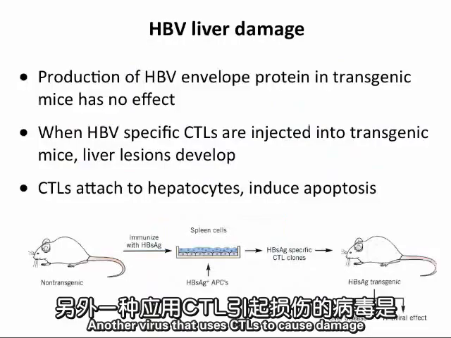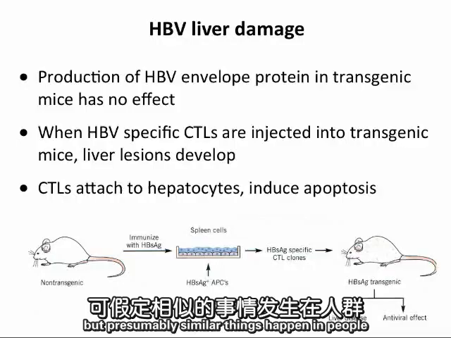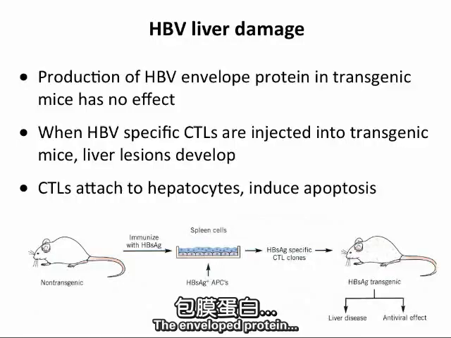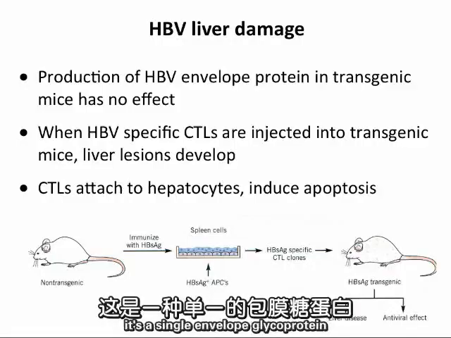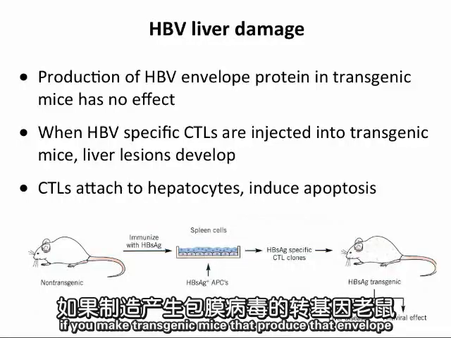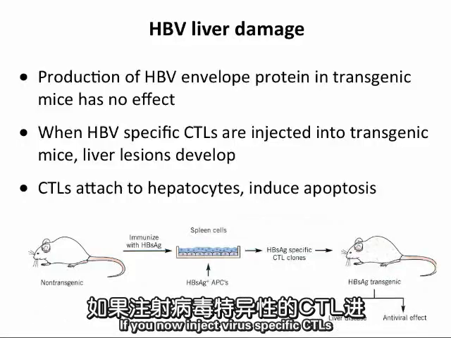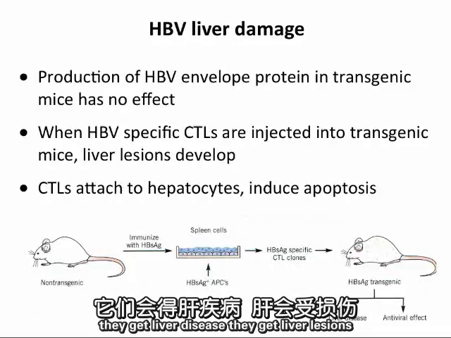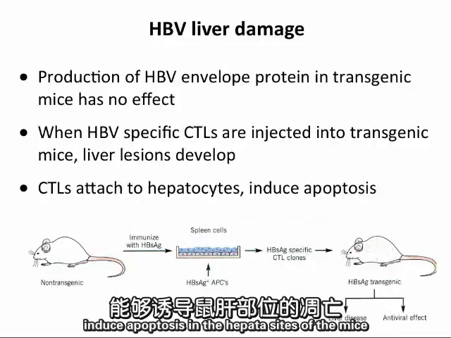Another virus that uses CTLs to cause damage, hepatitis B virus. And this is a mouse model, but presumably similar things happen in people. The envelope protein, if you make just the envelope glycoprotein of the virus, remember this is an envelope virus, it's a single envelope glycoprotein. If you make transgenic mice that produce that envelope, they're okay. They don't get any disease and there's no virus in them. If you now inject virus-specific CTLs into those transgenic mice, they get liver disease. Right? They get liver lesions. And this is because the CTLs induce apoptosis in the hepatocytes of the mice.